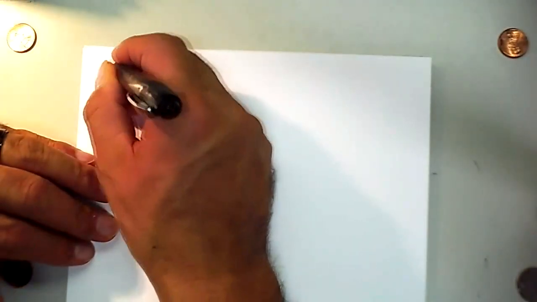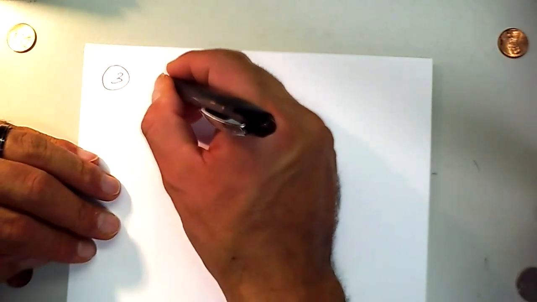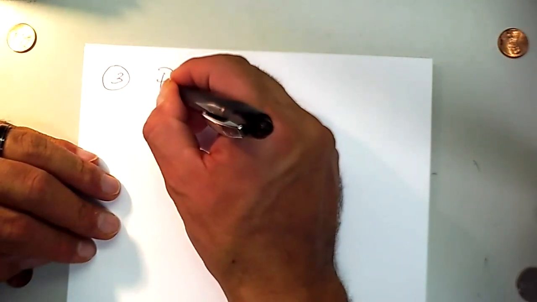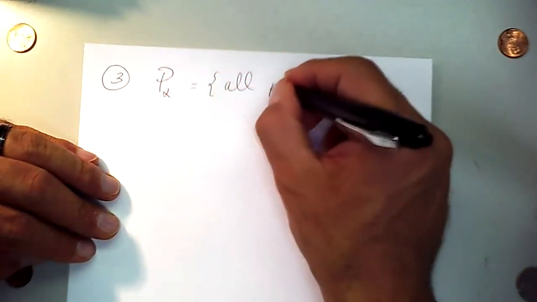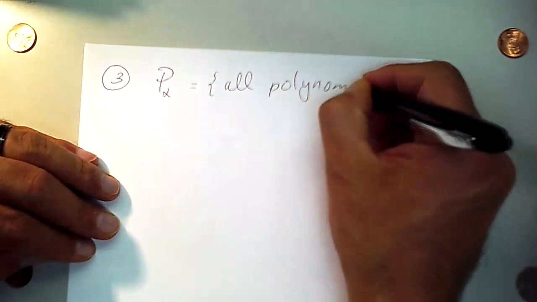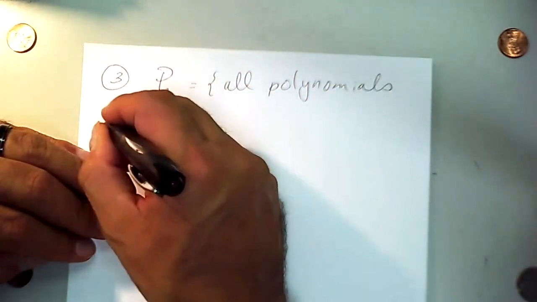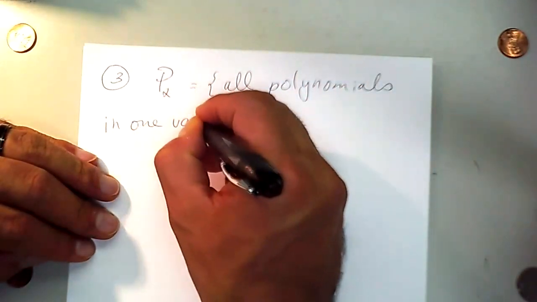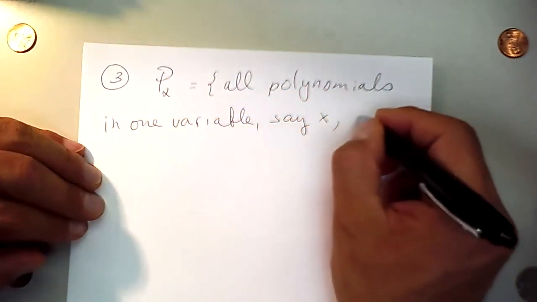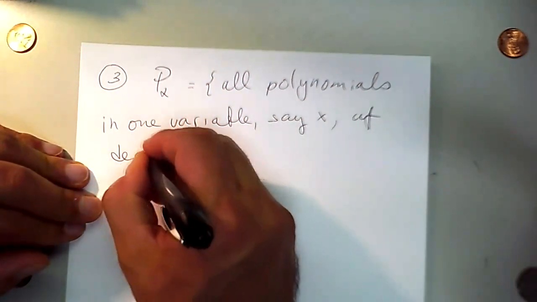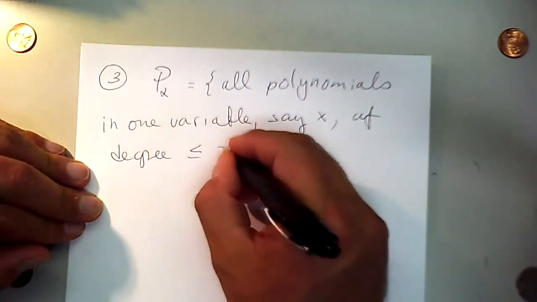Let me show you another vector space that is less obvious, at least initially. Example 3. Let P sub 2 be the set of all polynomials in one variable, say x, of degree less than or equal to 2.